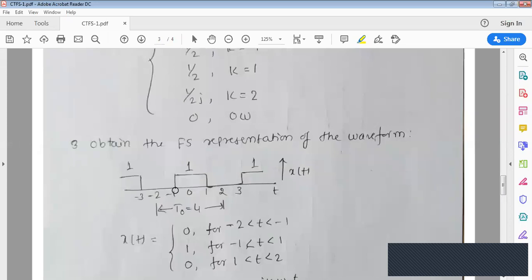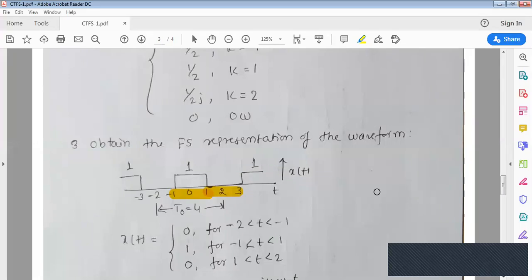So what is the value of t naught? See here, I'll start with minus 1, so it will become 1. And once again, the signal rises to 1 at 3. See here, the signal rises to 1 at minus 1 and the signal rises to 1 at 3. So what is the total value? For 2 samples it is 0, and for 2 samples it is 1. So what is the total period of the signal? 2 plus 2, that is 4.